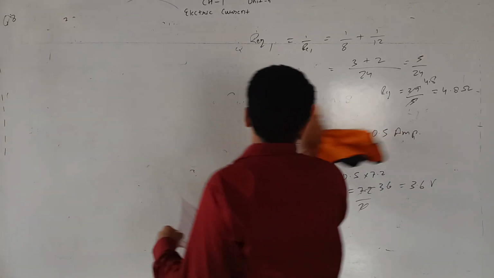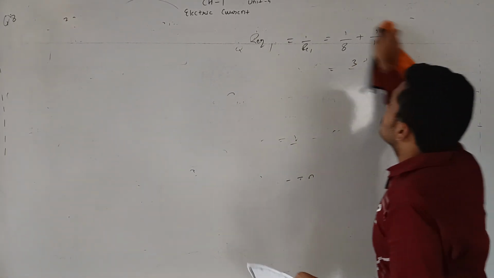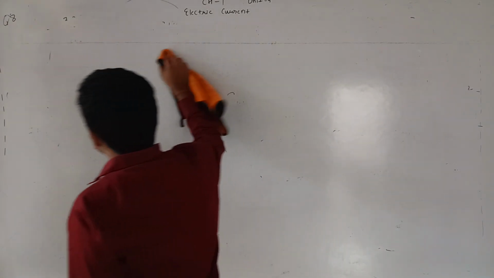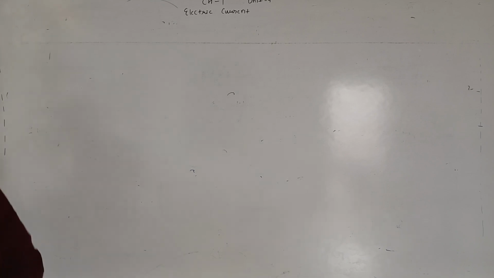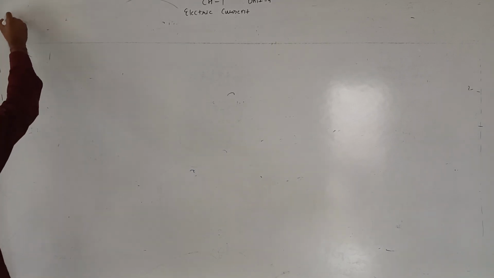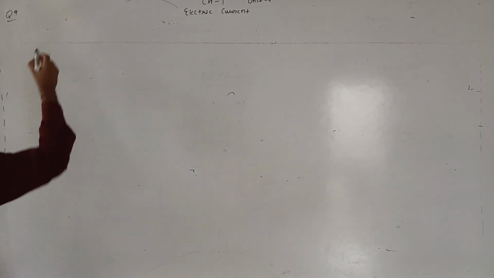So this is the last question of the video. In the first video, questions 1 to 9 are there. So in the next video other questions will be discussed. Question number 9: find the equivalent resistance between point A and B.